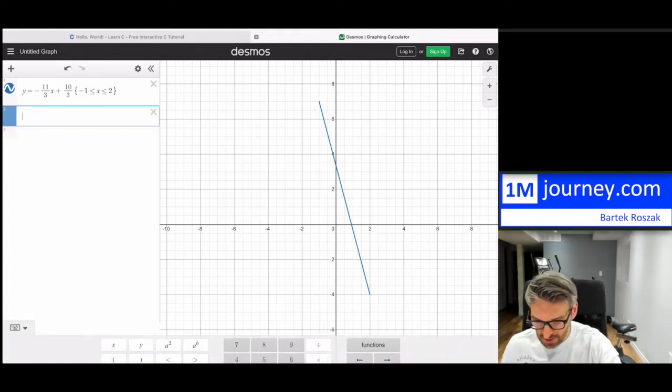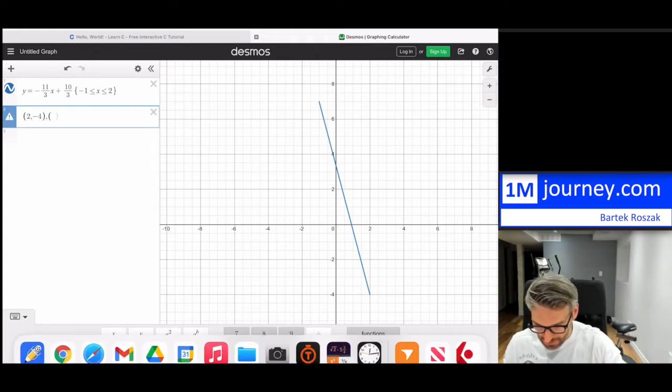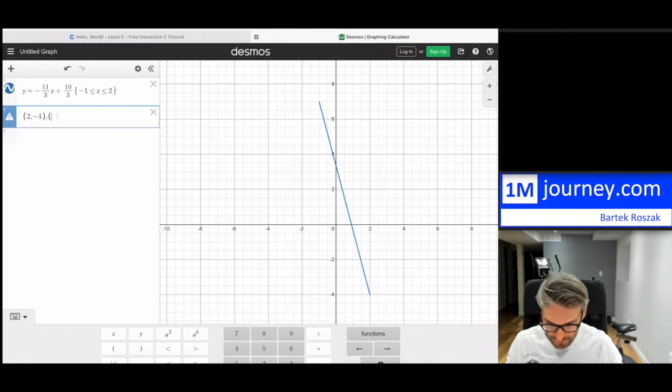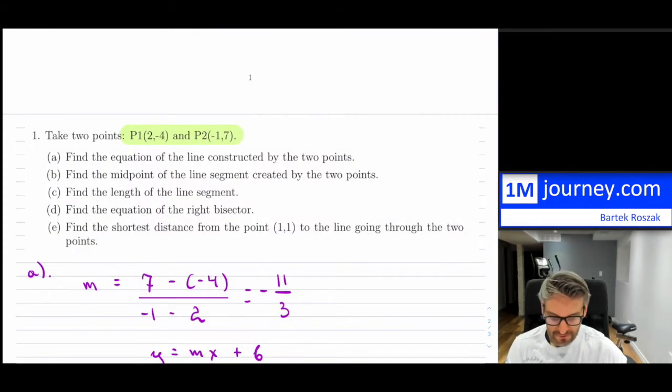Now let's plot the points. The 2 points are 2, -4, and the second point is -1, 7. Let's label them on. All right, so let's go back to the question. We have part A completed.